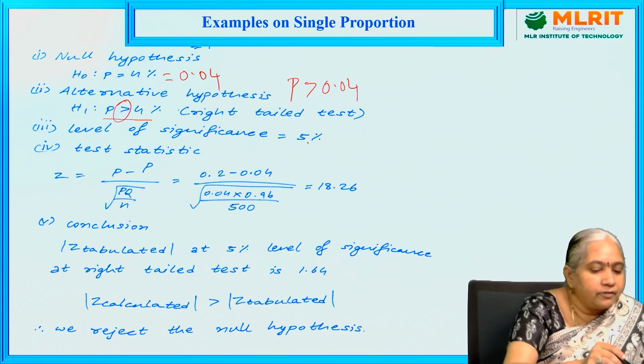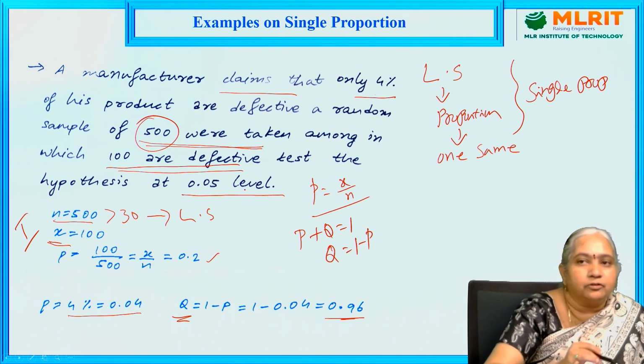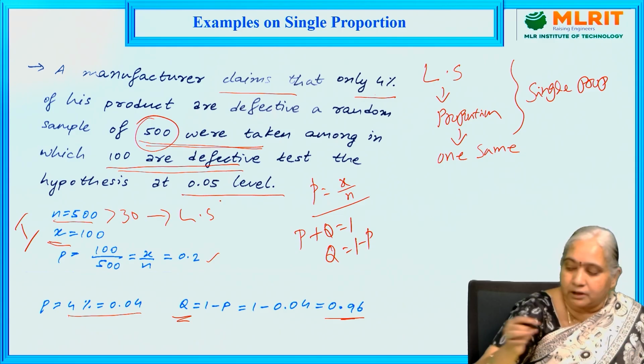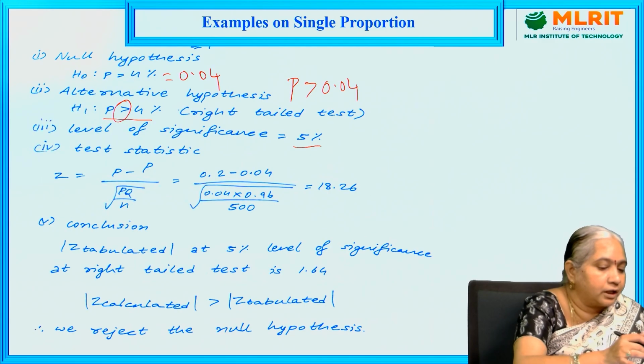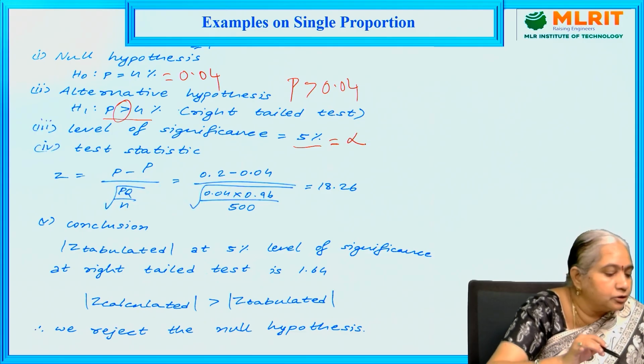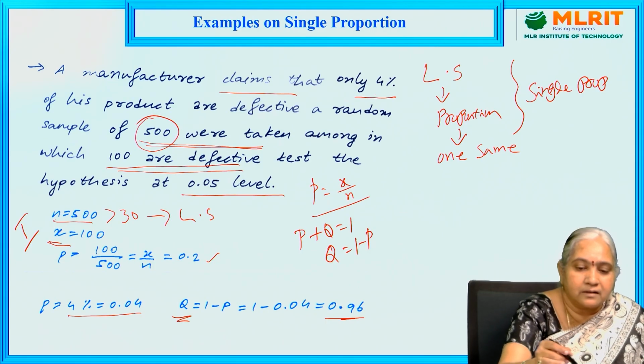Level of significance, that is given, 0.05 level. So level of significance means in our estimation about the population parameter, there may be error. That error we have taken as 5%. So that is 0.05 and it is denoted by alpha. So alpha equal to 5%, and here we apply the Z test since it is single proportion.